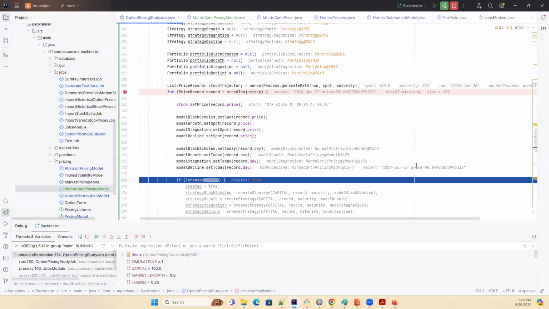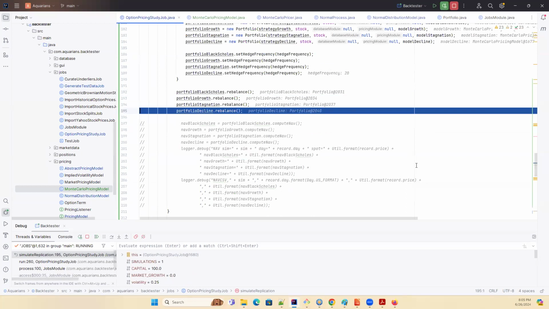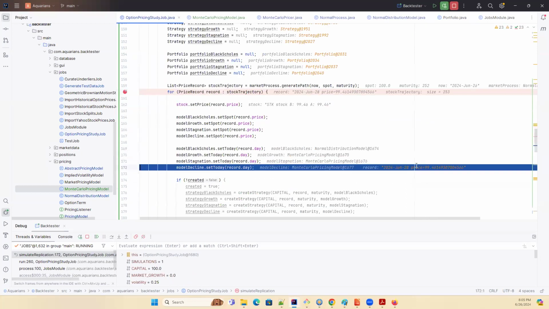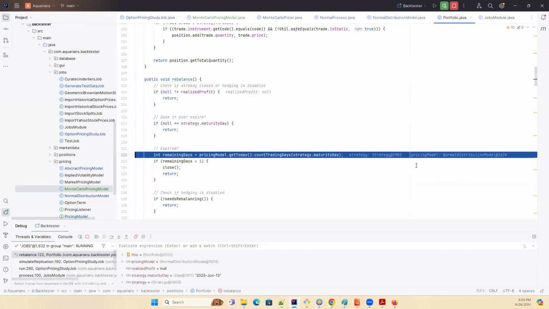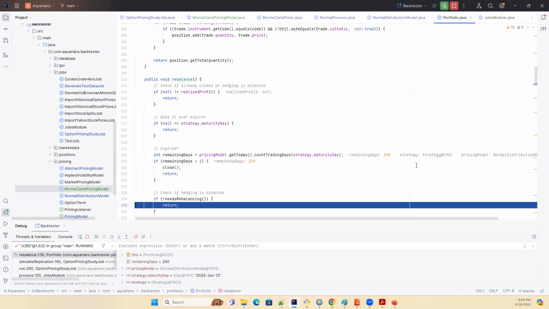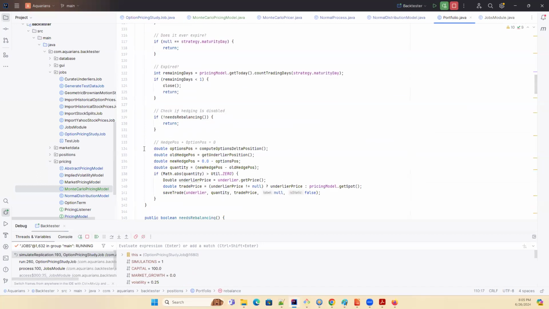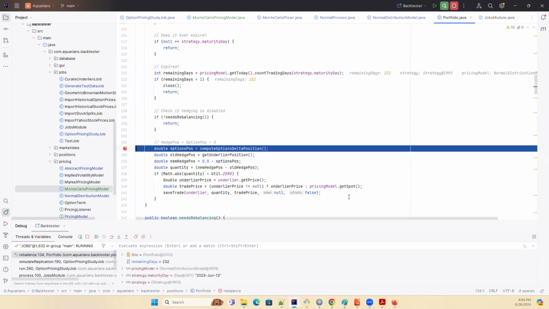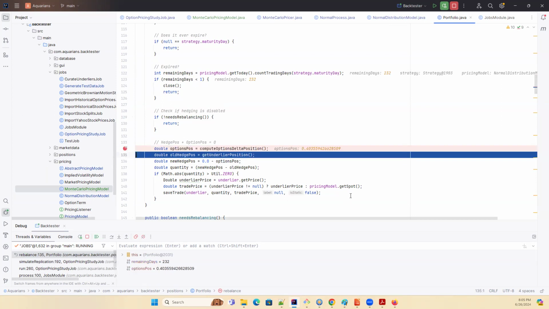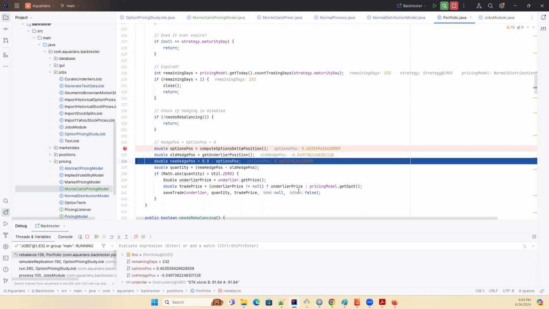Now the day has passed. We don't rebalance every day, so let's put a breakpoint after a week. So a week has passed. What's our delta now? It went down to 0.4. And remember, we started with minus 0.54.